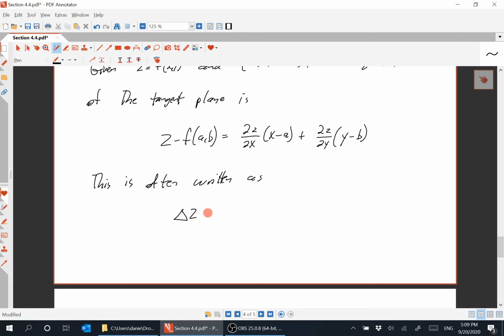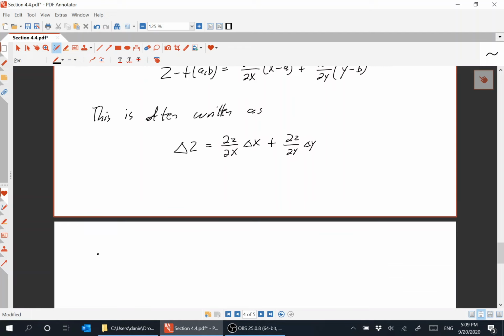This is often written as the change in z. So this is some fixed z value, f(a, b), and this is some other z value. So this is the change in z between those two, equal to dz/dx times delta x, the change of x relative to a, plus dz/dy times delta y, the change of y relative to b.